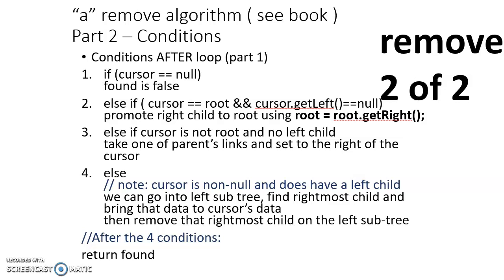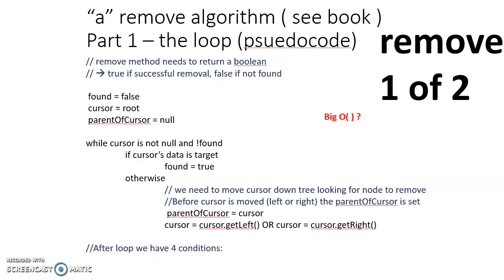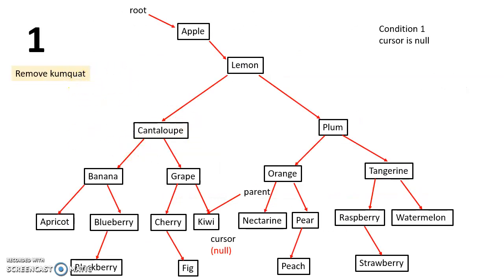This is part 2 of the remove. In part 1, we took a look at the loop, which moves cursor and parent of cursor down the tree. And we have to move cursor either to the left or to the right. And it referred back to the exists method. And what I did in the part 1 video is I went through a couple examples.